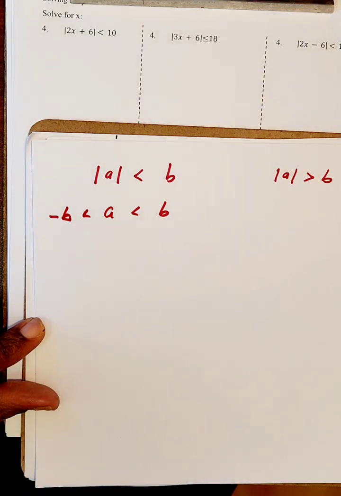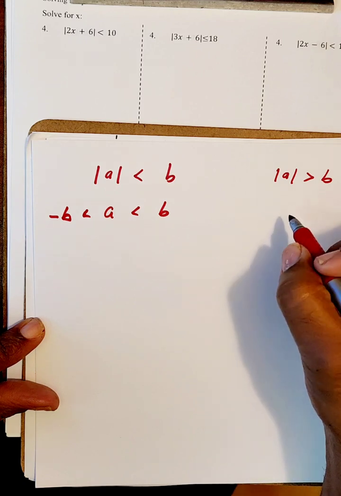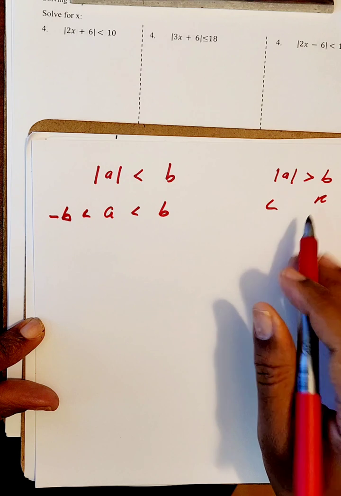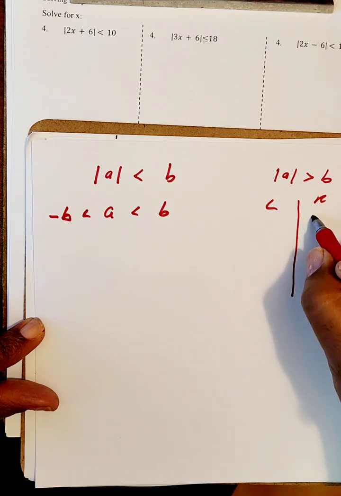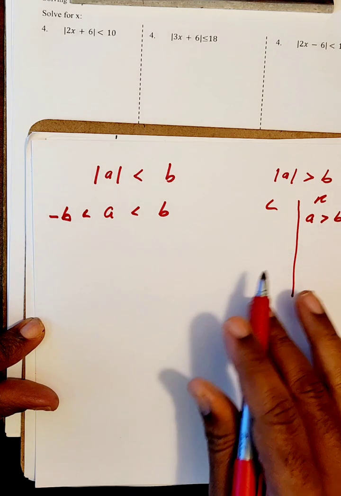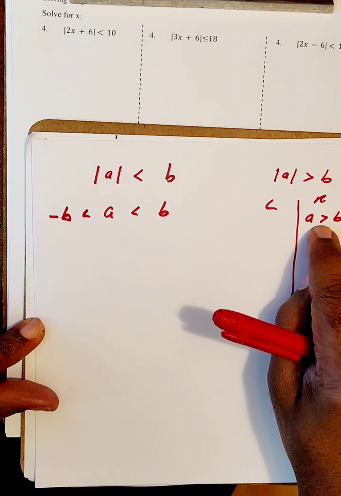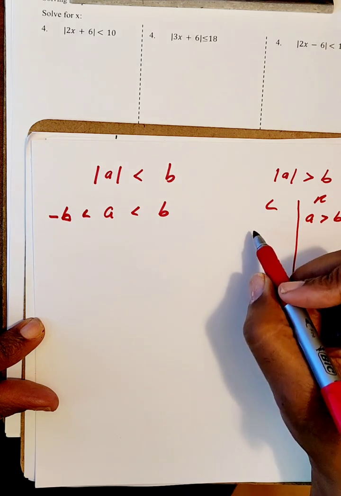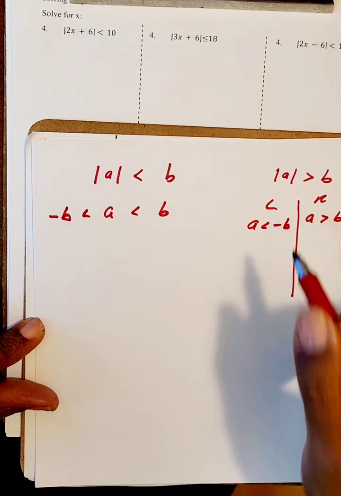Then you solve from here. Now, for the greater than sign, your absolute value is greater than B. This will be split into two pieces, a right side piece and a left side piece. Your right side piece, you simply remove the absolute values and you get A is greater than B. For your left side, you're going to change both the inequality and the sign of B. So this will be A is less than negative B.